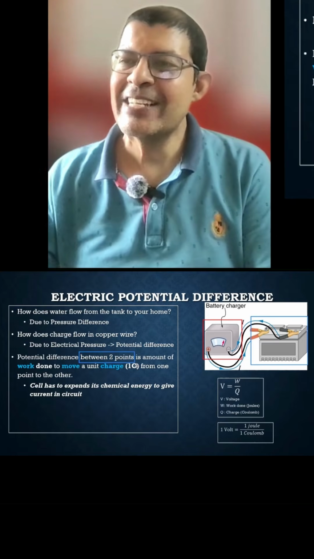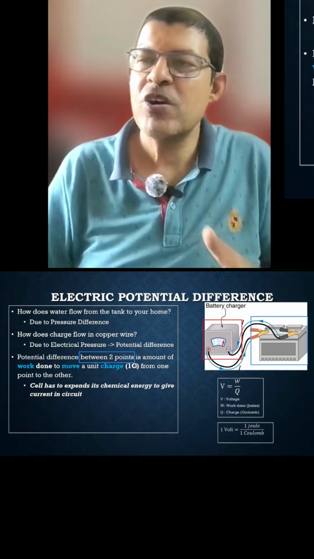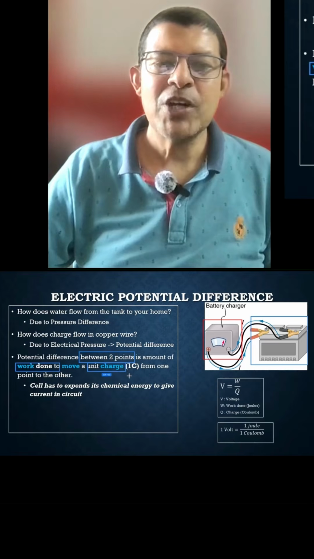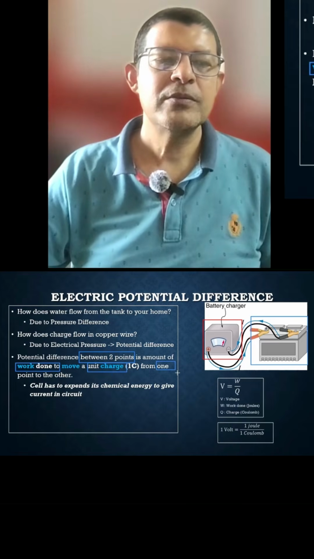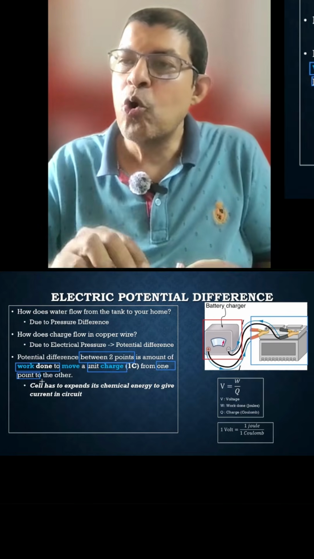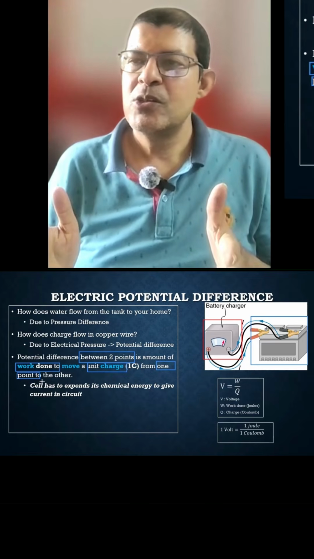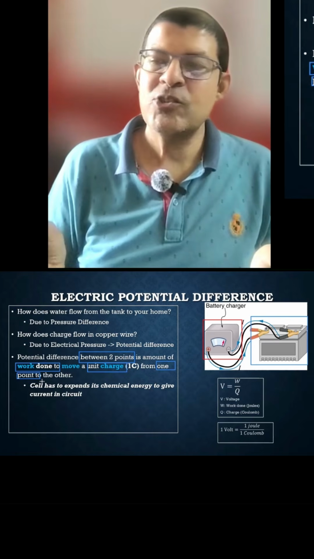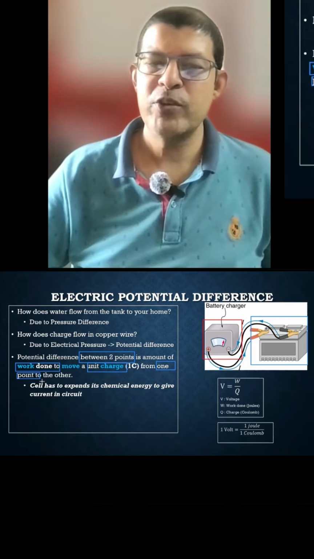And how is it measured? It is actually the work done. The battery does some work to move some unit of charges from one point to the other. एक पॉइंट से दूसरे पॉइंट को चार्जेस लेके जाने के लिए बैटरी काम करती है. So that work done between the two ends of the battery to take the charge from one point to the other is called as a potential difference, right?